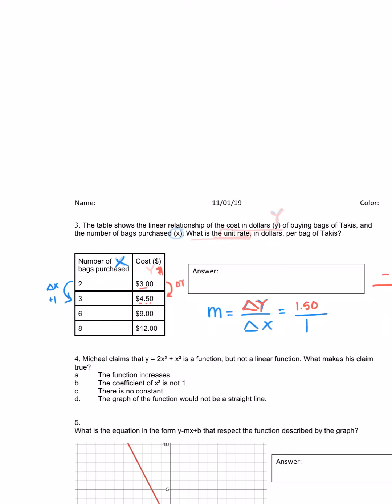So there it is. What does this mean? It's $1.50 per 1 what? Bag. So tomorrow, a good answer would be $1.50 or $1.50 over 1. Okay? These are all good answers.